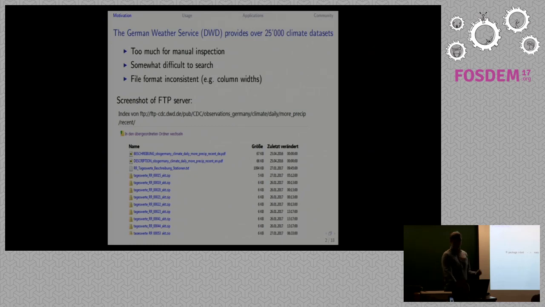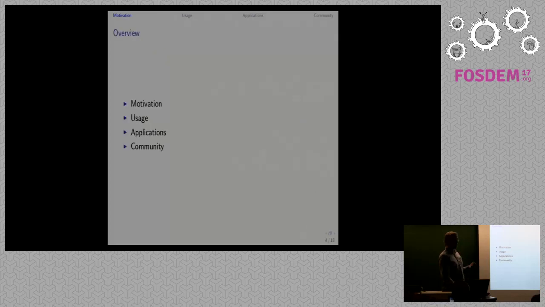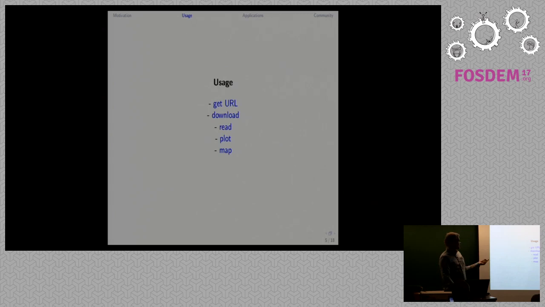So R saves the day with that package. It's pretty easy to harness all that data and download and use it. So much for the motivation. I'd like to continue with a few slides on how to use it. A couple of things you can do with it, a couple of application examples, and then a bit on the FOSS community role. So you want to get the URL, find out which is the file you want, download it and read it, and then I have a bit on plotting and mapping.